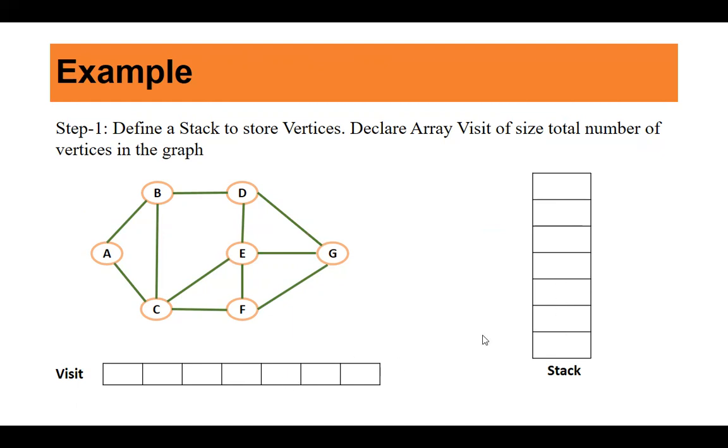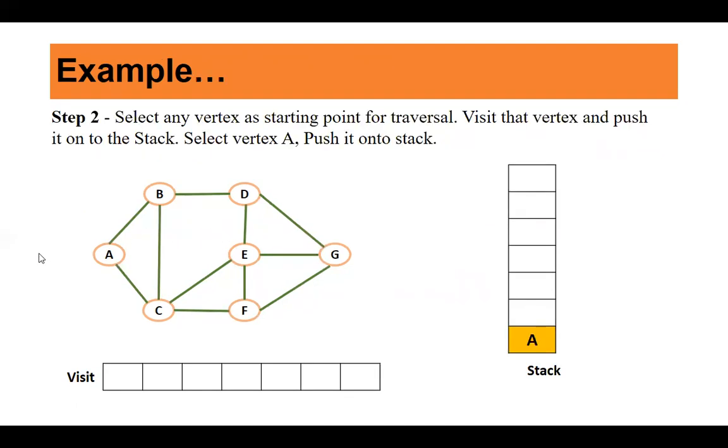Both are empty. So what we do in the first step is select any vertex as a starting point for traversal. So we select A as the vertex to start the traversal. Select A, push it onto the stack. Now, the next step: pop out A, check if it is in visit. Right now, visit is empty. So add A into the visit, and then push the adjacent vertices of A onto the stack.